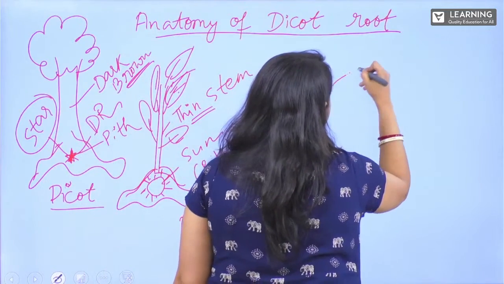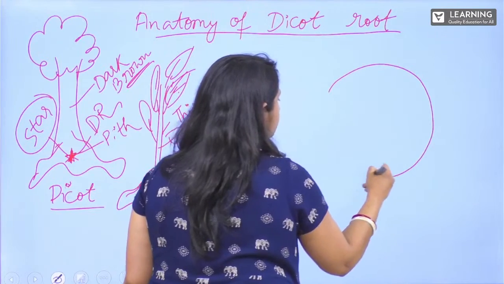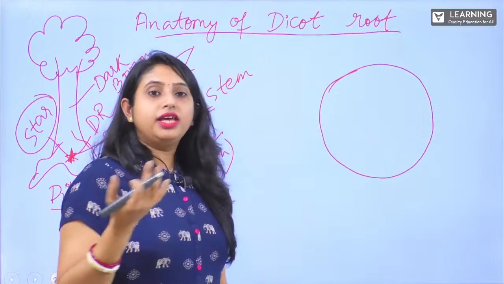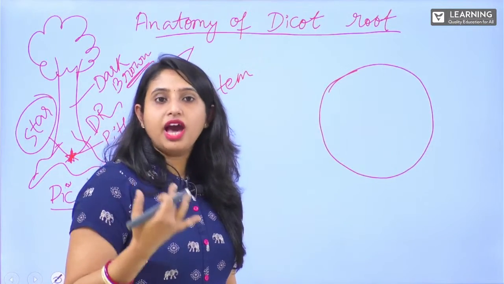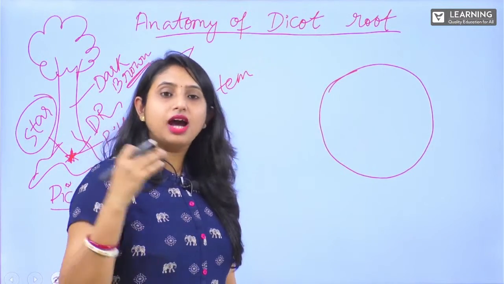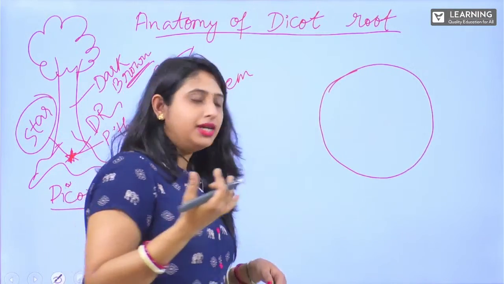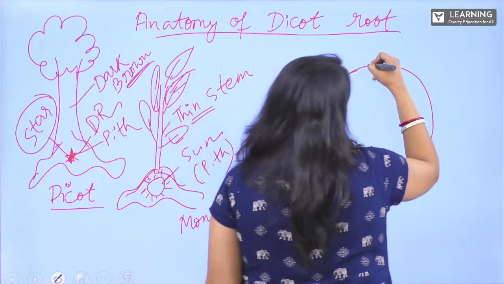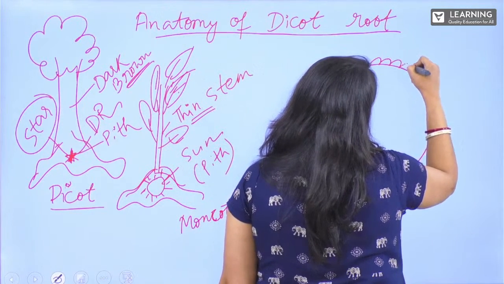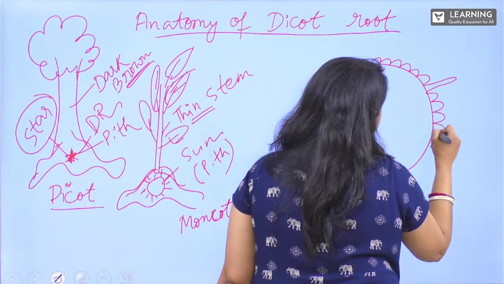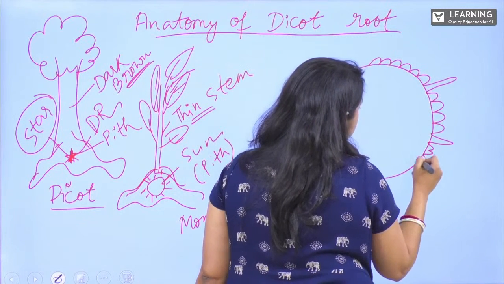Now let me draw the diagram of your dicotyledonous root. What will be present in the outer part? If you see inside any part of the plant, it will have the epidermis, that is the outer part of the plant. Similarly, the roots also have epidermis. So here let me draw the epidermis. These are all the epidermis.